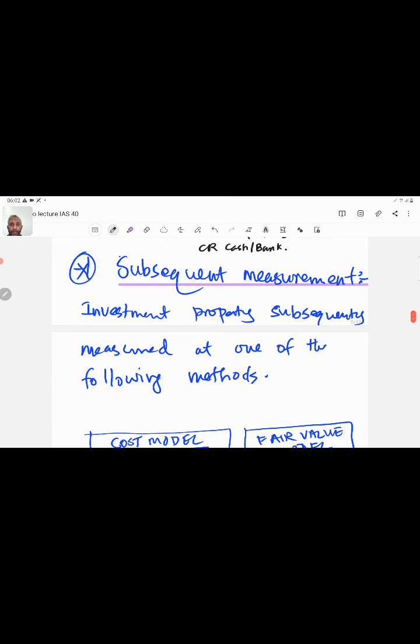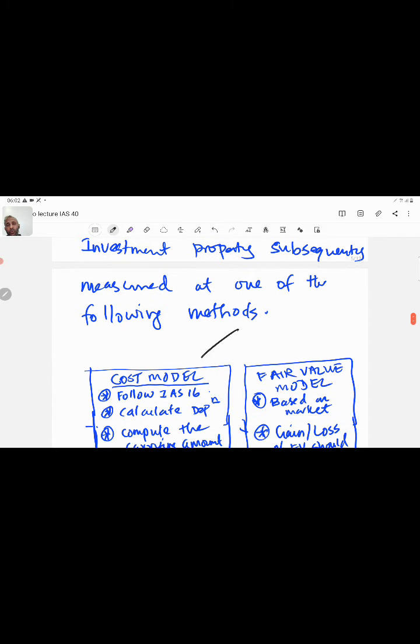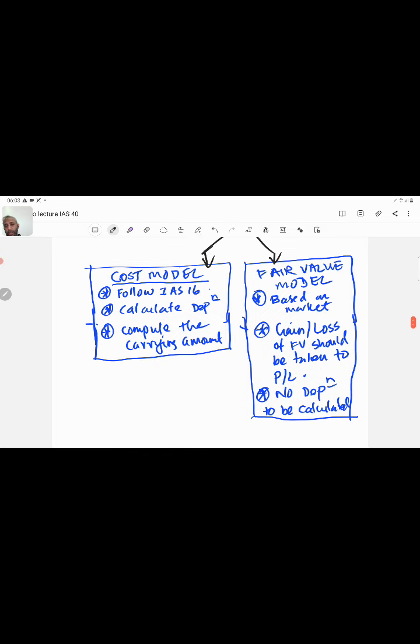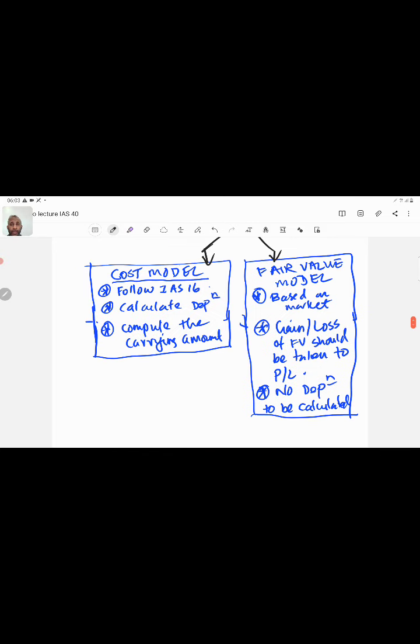Subsequent measurement. Investment property should be subsequently measured using one of the following methods. There are two methods available, and you can follow any one of them. The first method is the cost model, where you follow IAS 16 and calculate depreciation and compute the carrying amount. The cost minus accumulated depreciation will give you the carrying amount.